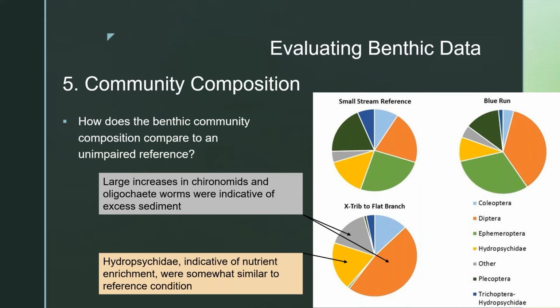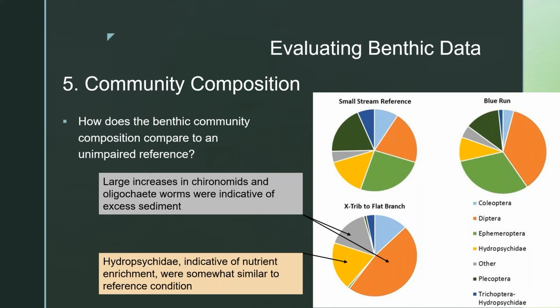In this case, this small stream reference that's shown here, just a quick glance at the pie chart tells you, pretty balanced community, right? A lot of different colors, and then the representation of those different colors, which are different benthic macroinvertebrate orders, you know, they're somewhat evenly distributed.